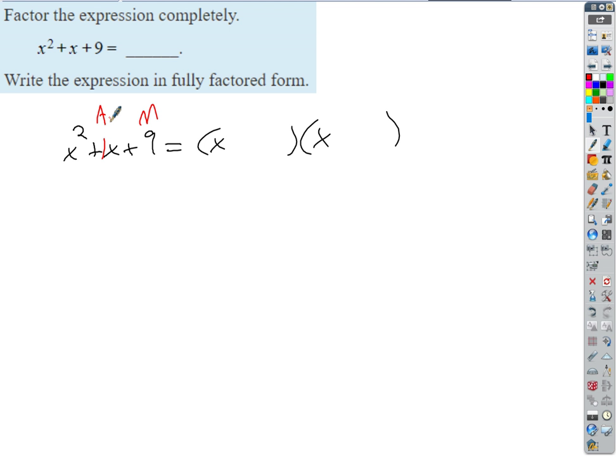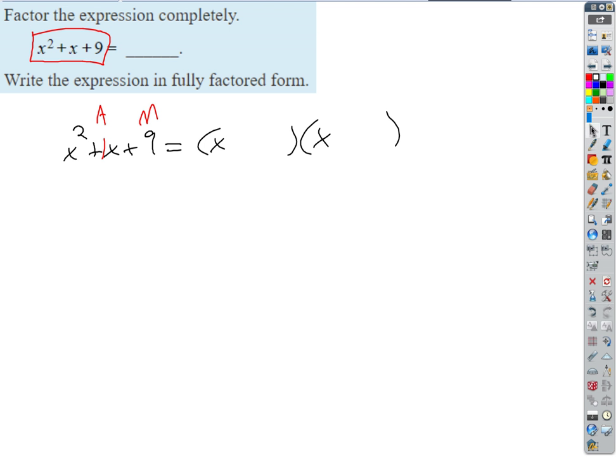Signs would have to both be positive, wouldn't they? Are there numbers that do that? No. Yeah, there are no numbers that do that. So this one is already as small as it'll go. You can't break that apart. It's factored.